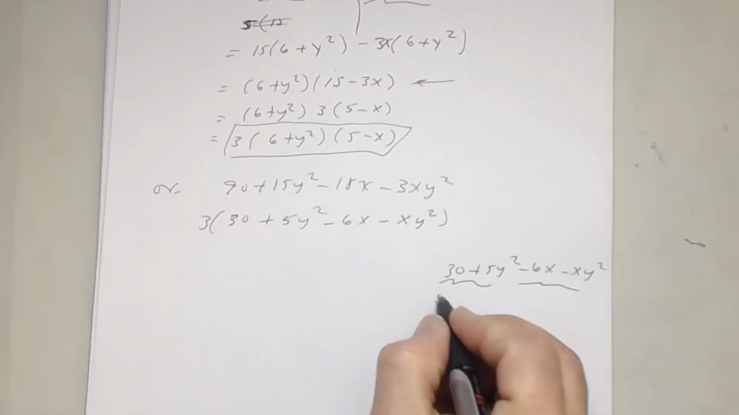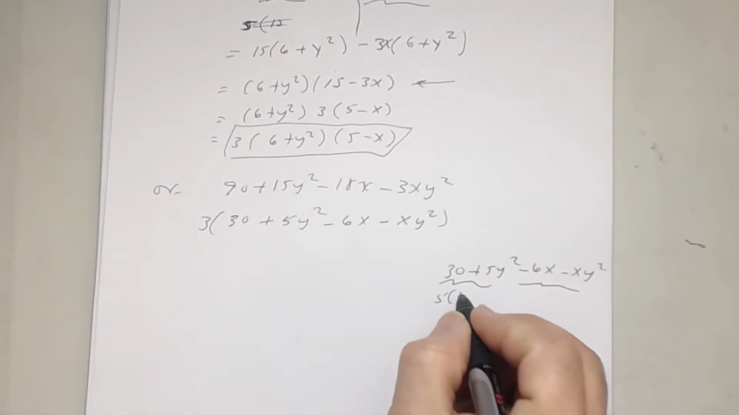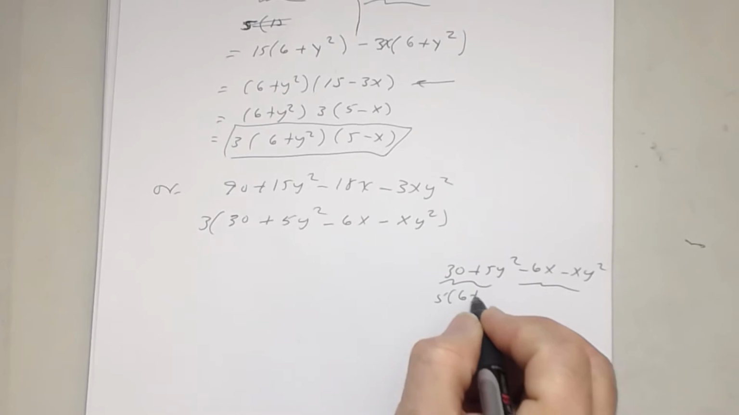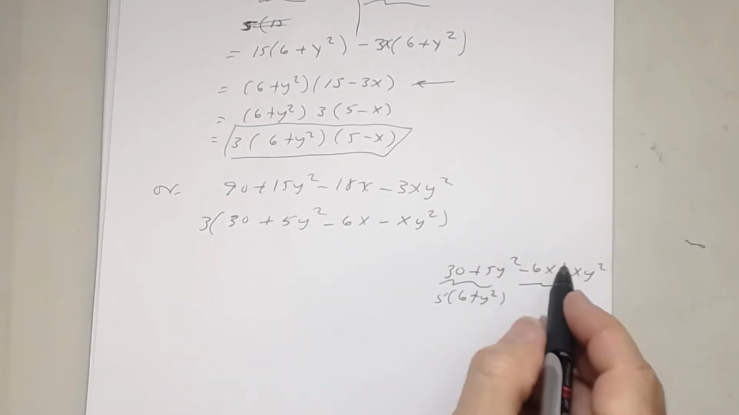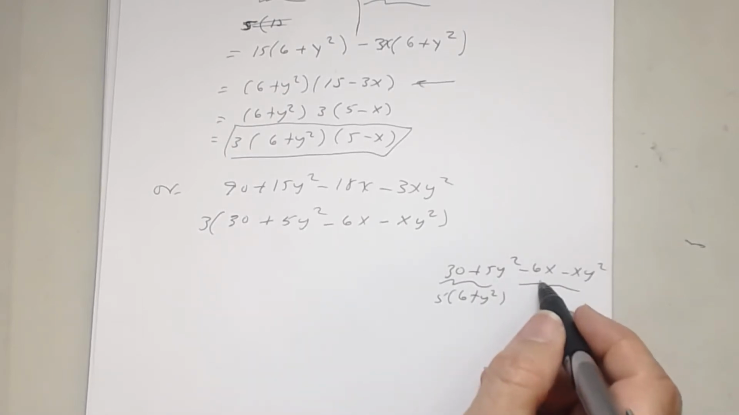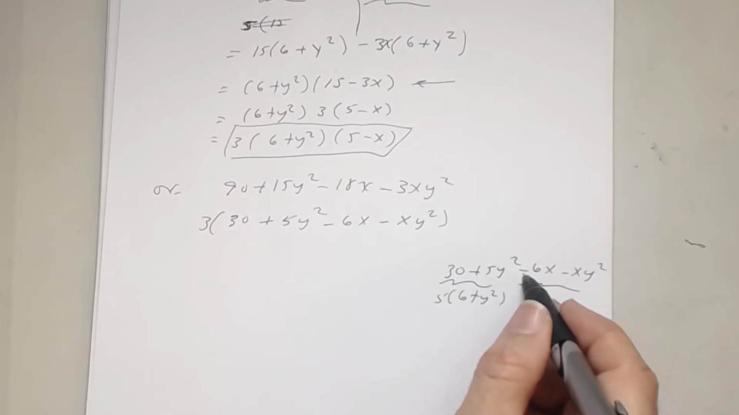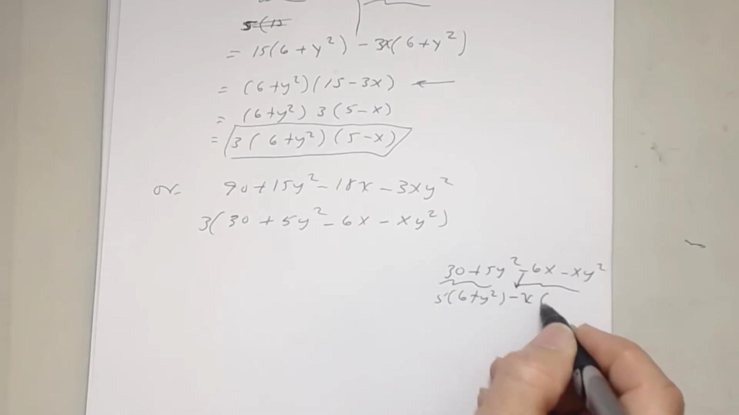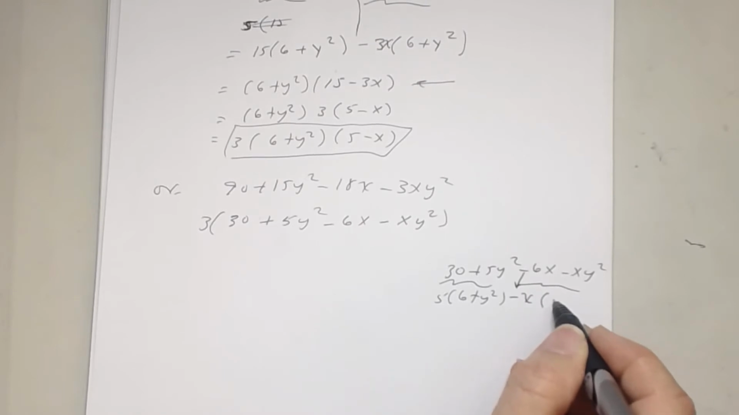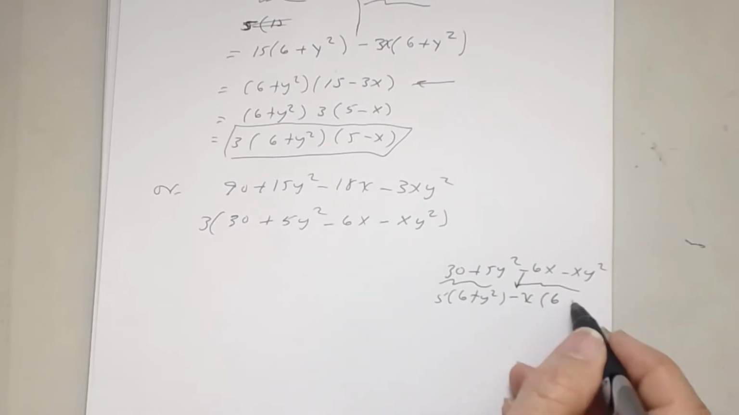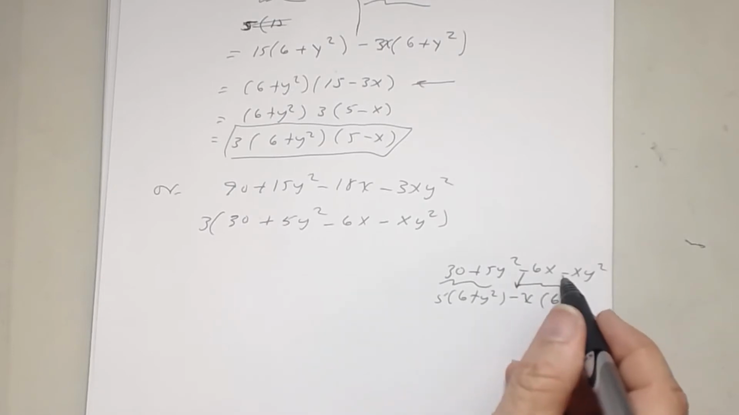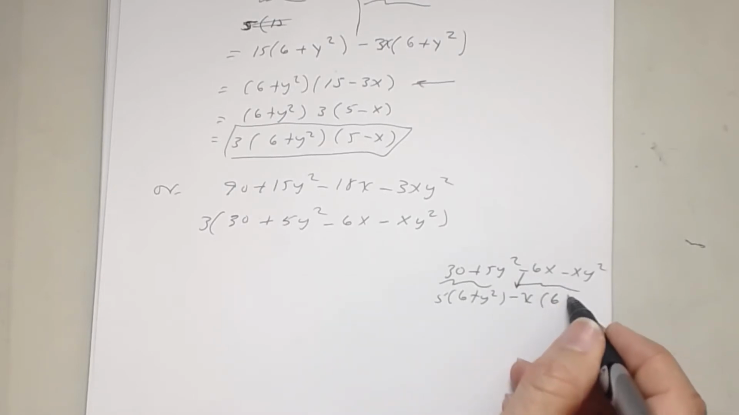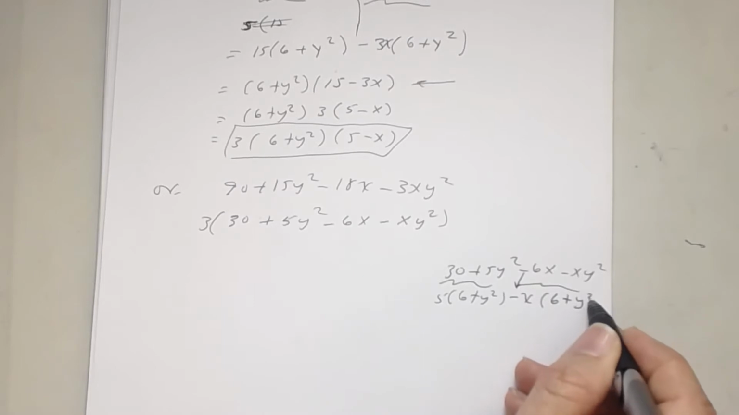5. And what's left? Okay. From the second group, what can I factor out? Not just x. You've got to take out that middle sign, remember? Negative x times what? Not 6 minus, a negative times a positive is a negative. So 6 what? Plus y squared.